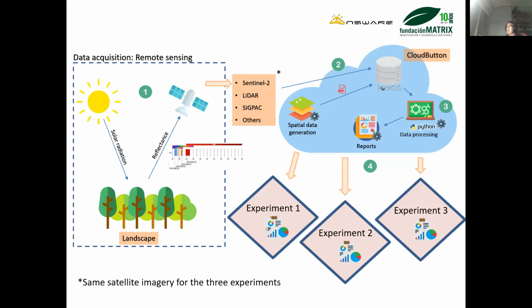For the three experiments, we follow the same schema. We've got on one side the data acquisition, remote sensing from two satellites from the Copernicus constellation from the European Space Agency, and they also acquire data from LIDAR, from SIGPAN and others. And basically what we do with Cloud Bottom is that we generate spatial data, we process the data, and then we generate reports. And it's the same functioning for the three experiments dedicated to geospatial.